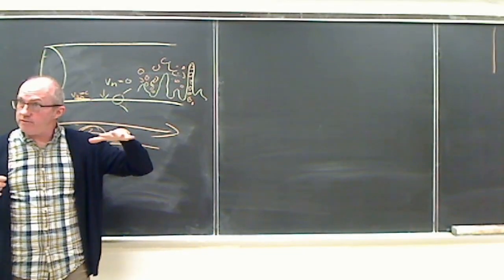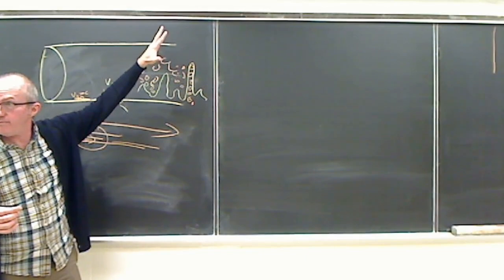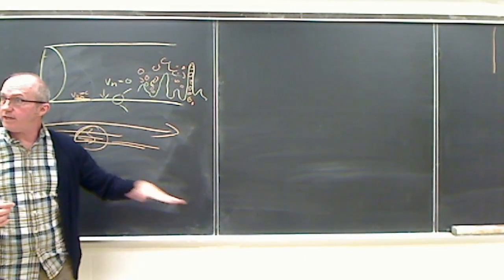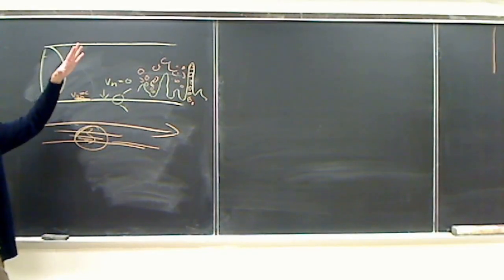So from a fluid point of view, we say, I don't care about any of this stuff because it's all subgrid scale. All we do is say V is 0 right at the surface. And then as soon as you're off the surface, it can be bigger than 0. Does that make sense?